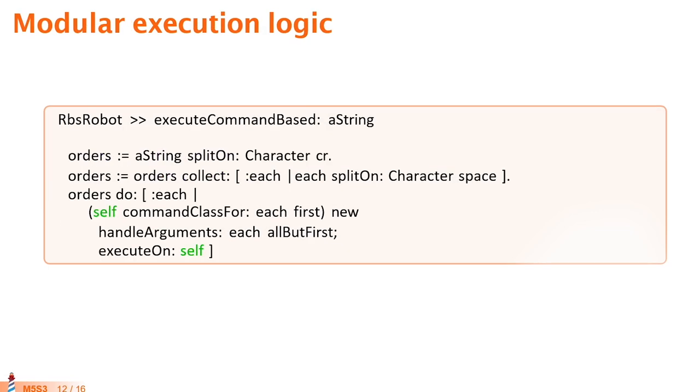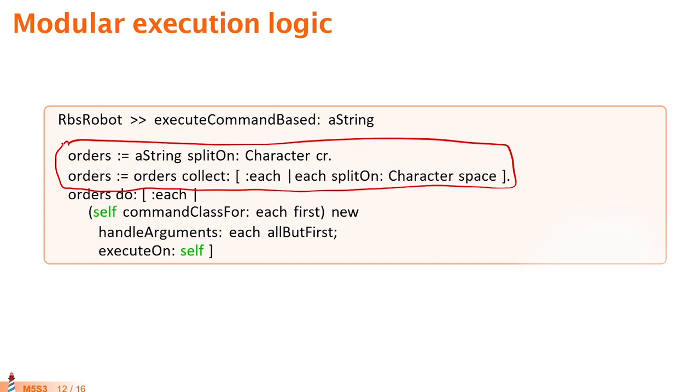As we see now, the execute command will be much simpler. We are going to have exactly the same code to parse the strings, but later, when we are executing each of the orders, we are going to delegate to the command to execute. We are going to decide which is the command to execute, just create a new instance, pass it the arguments, and execute it. So in this case, we are going to create this command for class.